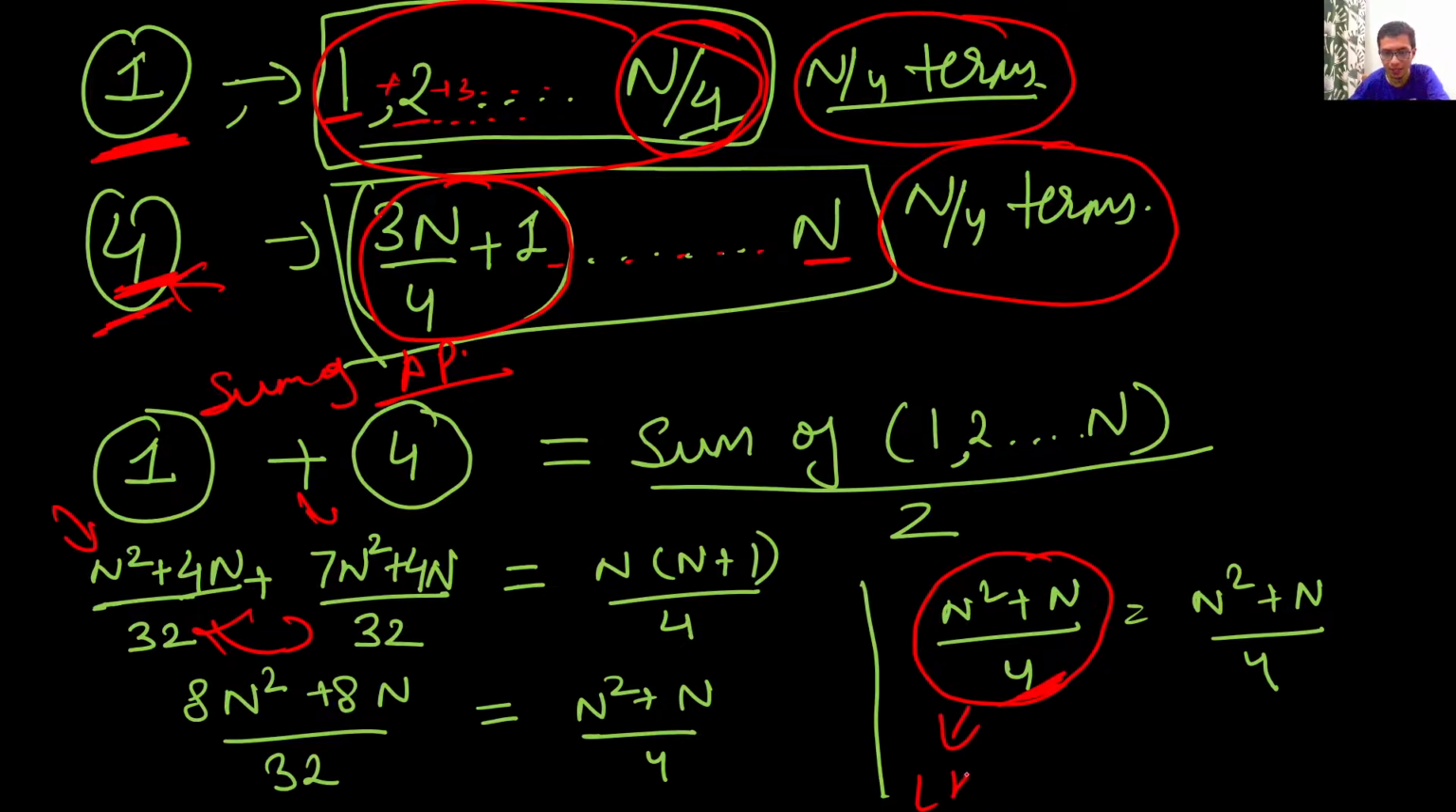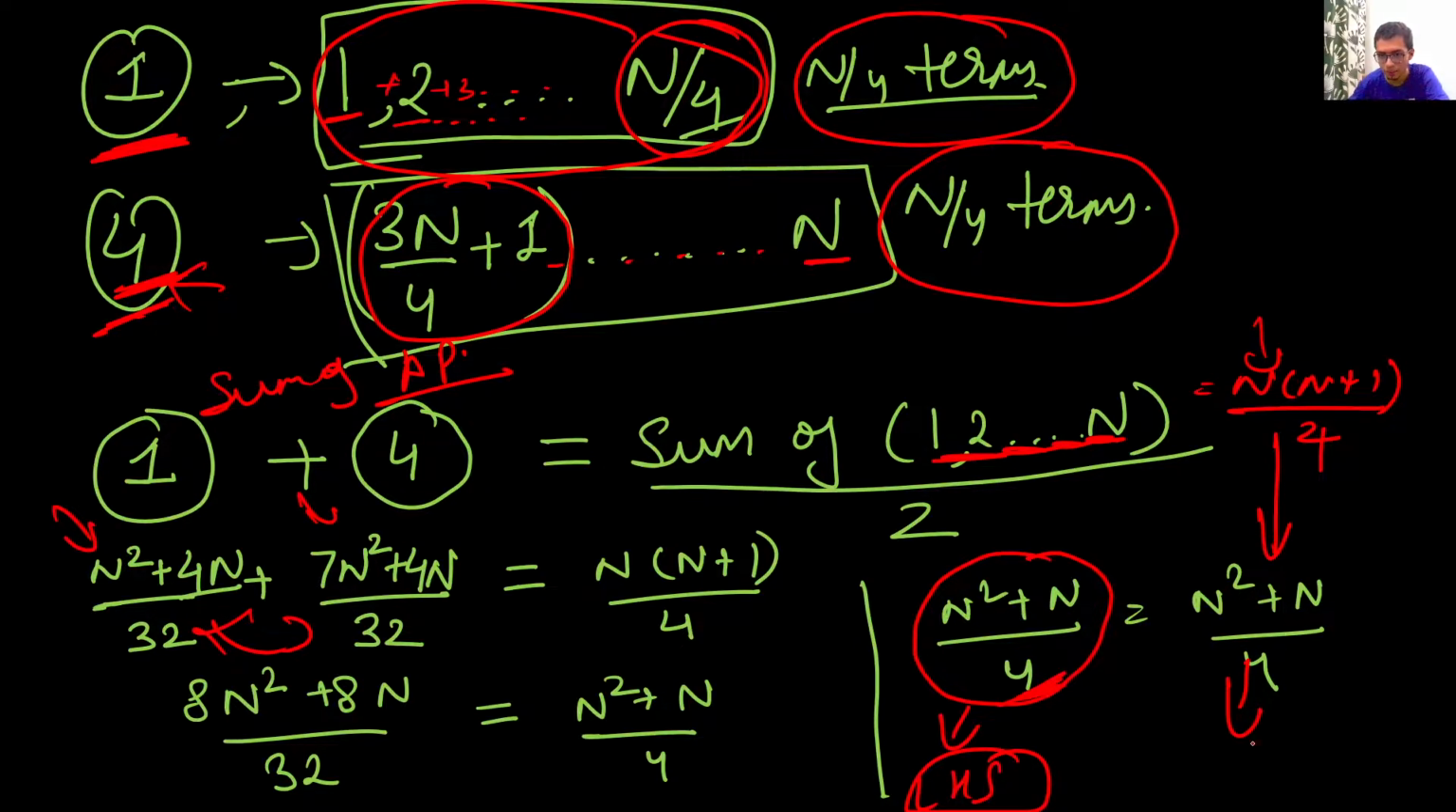This is the LHS, that is, the left hand side. Similarly, the sum of numbers from 1 till n is n into n plus 1 divided by 2, and since we already have a 2 here, it would be n into n plus 1 divided by 4. So this term is nothing but n square plus n by 4. So RHS is also n square plus n by 4, and LHS is also n square plus n by 4. Hence LHS is equal to RHS.